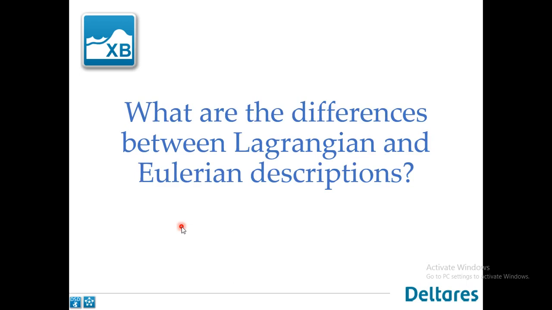So again, what are the differences between the Lagrangian and Eulerian descriptions? This one you can just put down or answer. You can summarize it in one or two sentences.